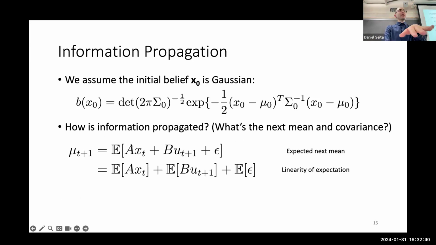And if you do the math here, then hopefully you've seen that the previous equation is linearity of expectation. You can always do that even if your random variables are dependent on each other. What do you do now?